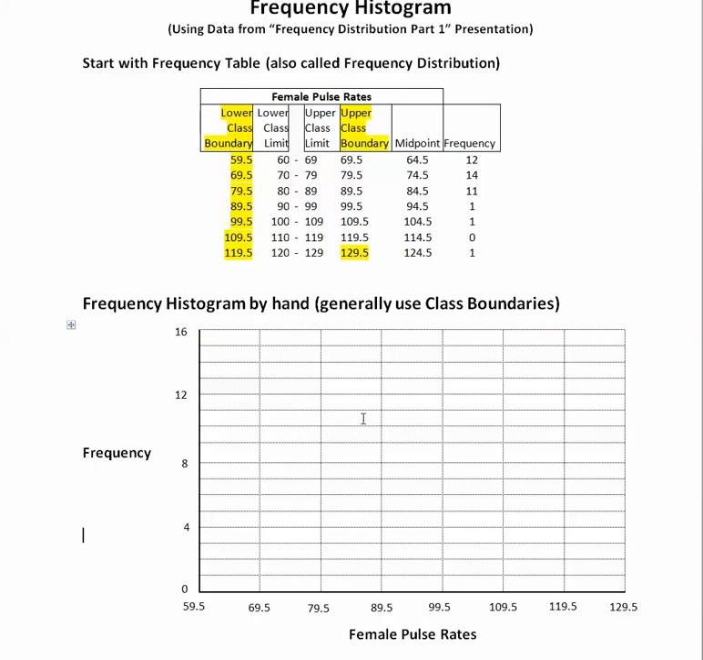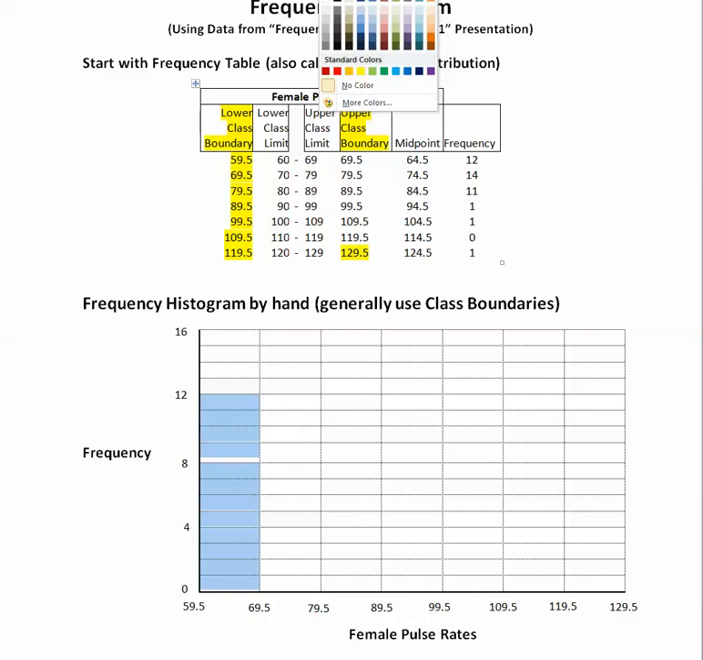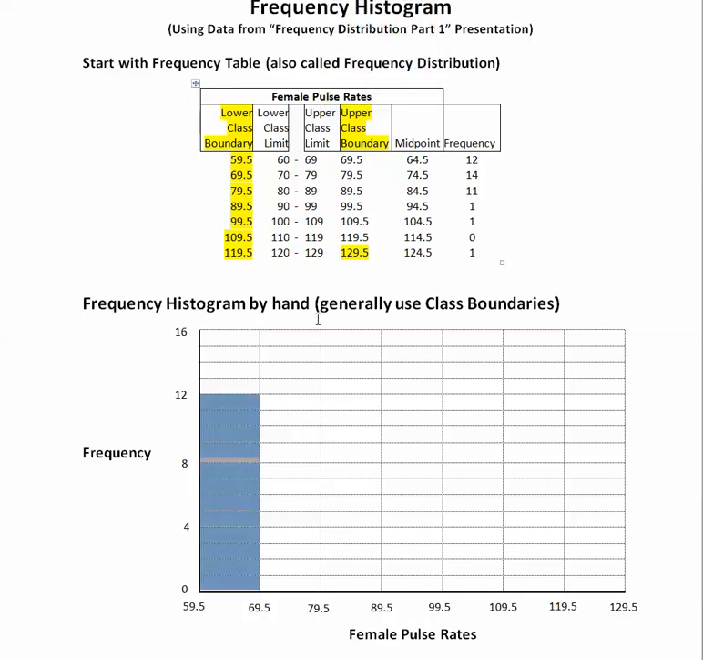So if we start with the first class, and just notice, the lower class boundary of the first class is 59.5. That's here. The upper class boundary of the first class is 69.5. That's here, which means this column here is our first class. And the frequency of this column is 12. So I'm going to shade in that column. And so there you see, for our first class, the frequency is 12.